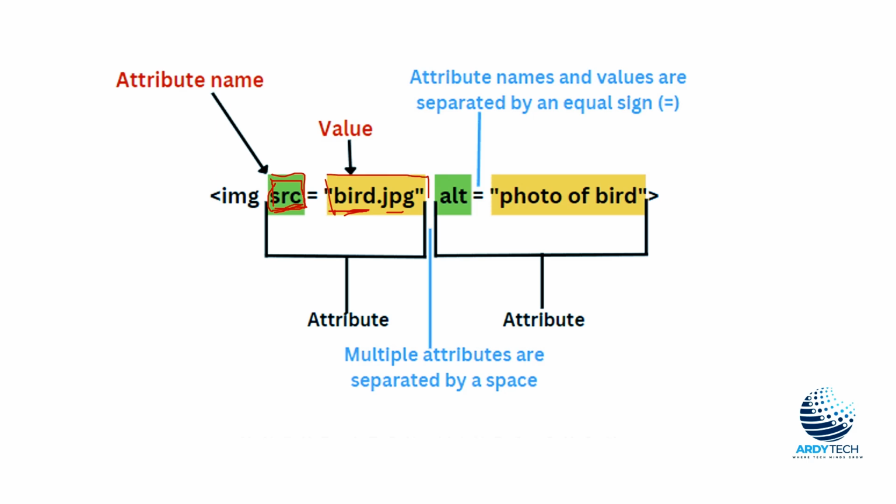Of course, it is the value. Like I told you earlier, it is the value. So this is the attribute name and this is the value. Okay. Now we also have another attribute, which is what? The alternate, the alt attribute.